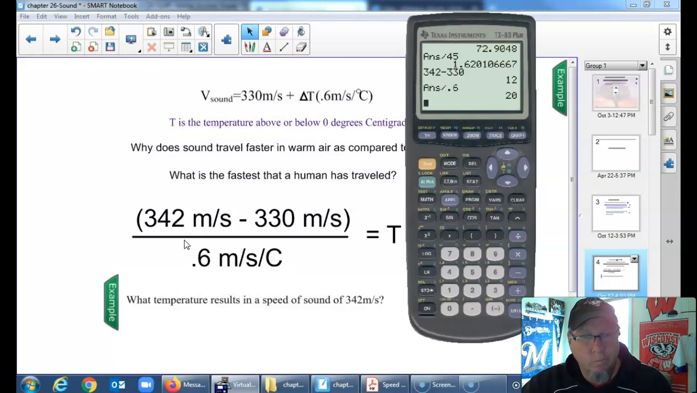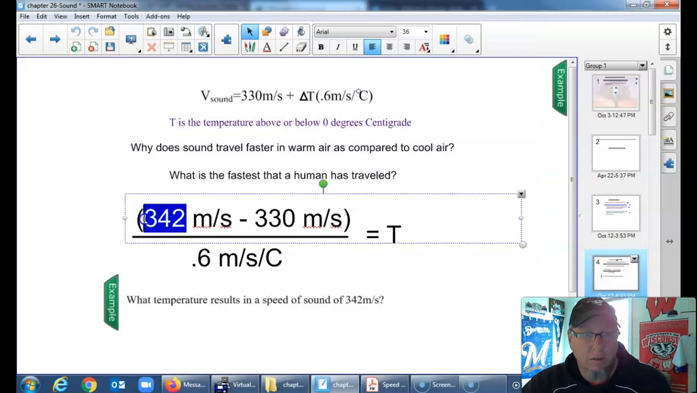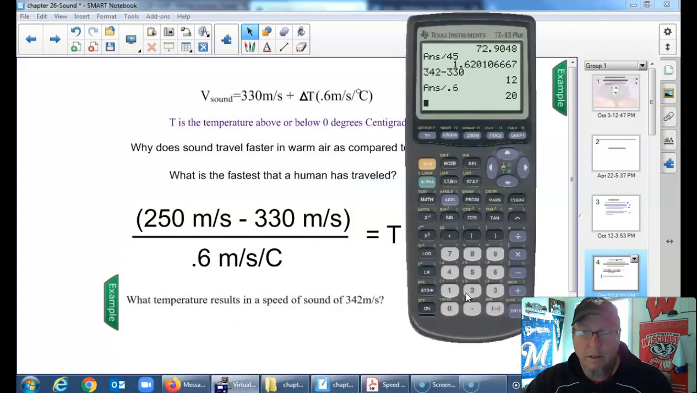Again, if it was colder out, right? So maybe this number here is 250. Maybe it told you in the problem that it's 250. Same problem. Make sure you punch your numbers in the calculator, right? Subtract your 330. And in this case, this is going to be a negative number. So when I divide by 0.6, it just simply means that we're below 0 at this point. Okay? So that's 133 degrees below 0. And that's fine. You can have that for your temperature if that's what it was.